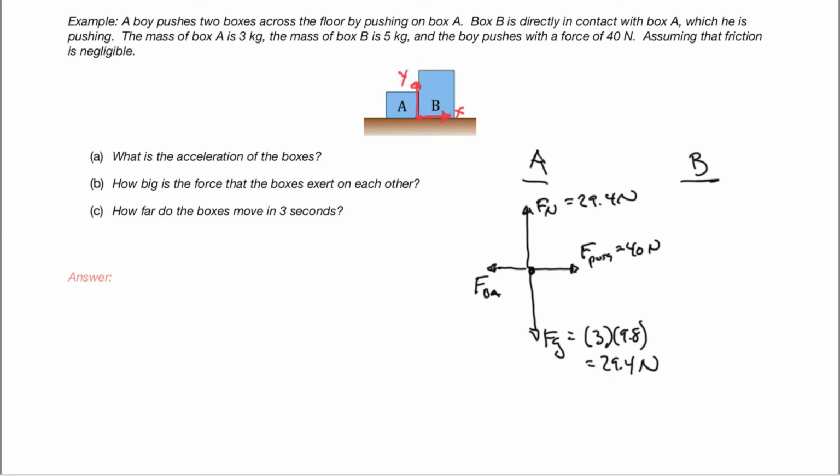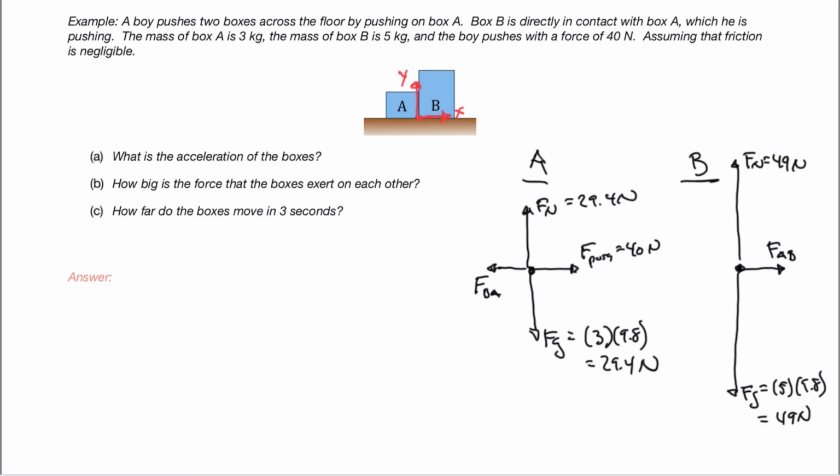Now let's look at the free body diagram for B. It also has a force of gravity, and because its mass is 5 kilograms, that force of gravity is 49 newtons. The normal force cancels out gravity in this case and also has a size of 49 newtons. And then there's just one horizontal force acting on B, and that's the force of A pushing on it. And so let's label that FAB.